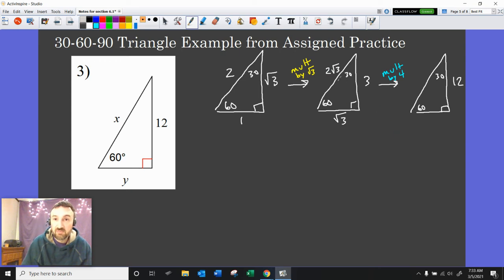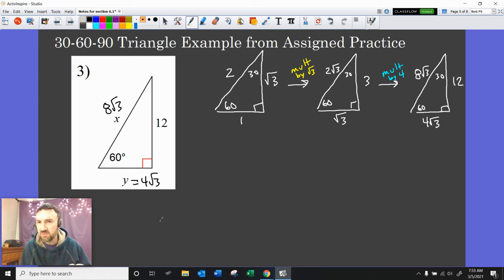So 4 times 2 root 3 is going to be 8 root 3. And then 4 multiplied by square root of 3 is 4 root 3. And of course, 4 times 3 is 12. And now I could compare and just see that y would have to be equal to 4 root 3, and x would have to be equal to 8 root 3. So that's using some proportional reasoning there.